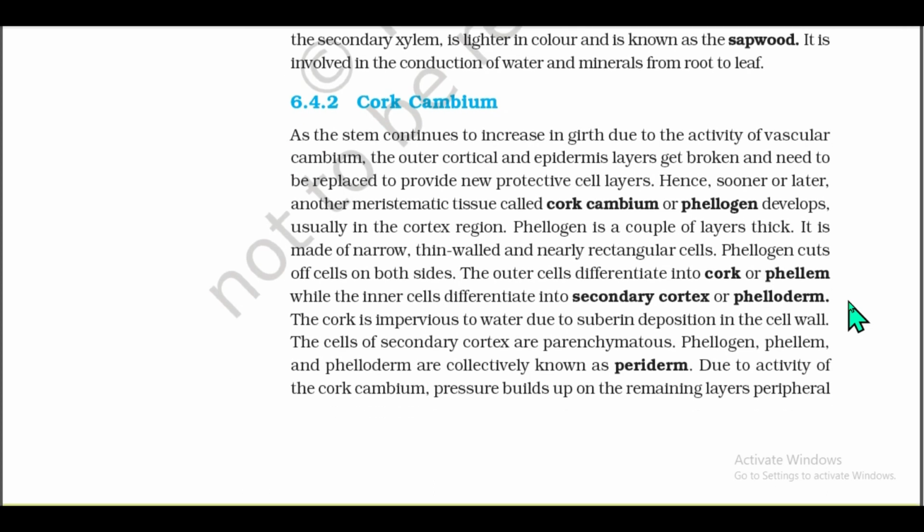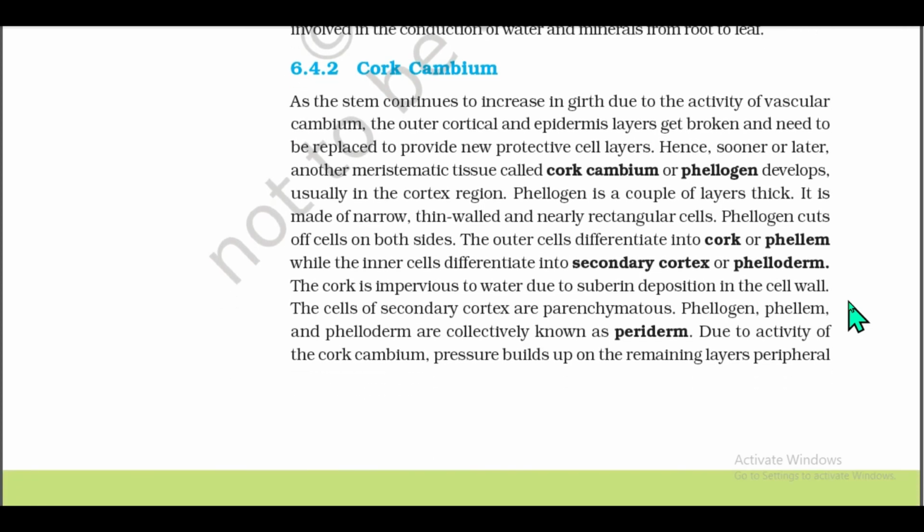6.4.2 Cork cambium. As the stem continues to increase in girth due to the activity of vascular cambium, the outer cortical and epidermis layers get broken and need to be replaced to provide new protective cell layers. Hence, sooner or later, another meristematic tissue called cork cambium or phellogen develops. Usually in the cortex region, phellogen is a couple of layers thick. It is made of narrow, thin-walled and nearly rectangular cells.